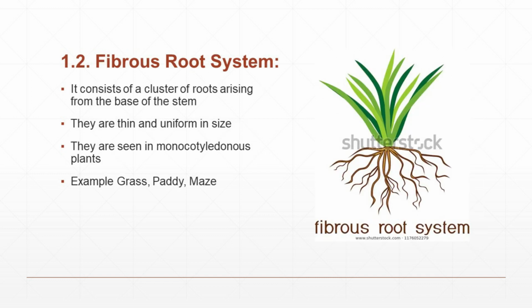Second one is fibrous root. Look at the picture. It's a picture of a grass. Here you can see the fibrous roots. Fibrous root system consists of a cluster of roots arising from the base of the stem. They are thin and uniform in size. It is generally seen in monocotyledonous plants. Example, grass, paddy, maize, etc.